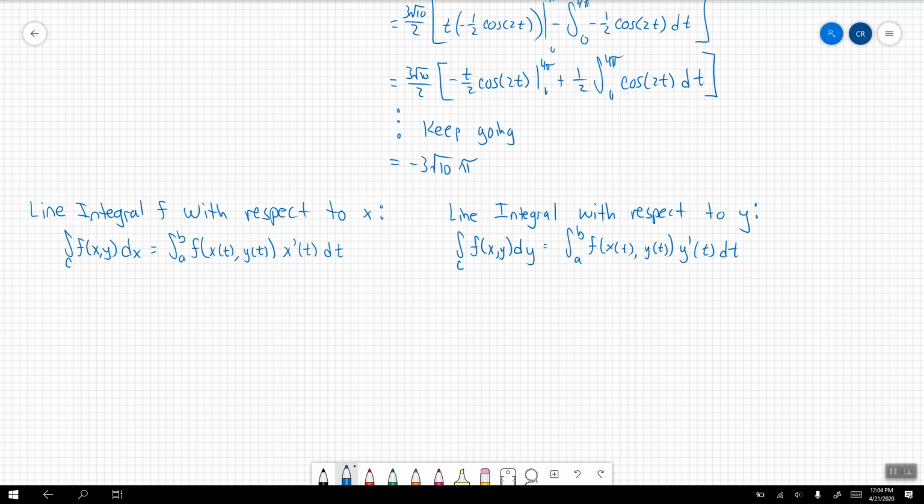Now, this is just particular notation that we use, and the notation that we use is right here. This is going to signify here that we're going to take this line integral with respect to x, and we're going to take this line integral with respect to y.